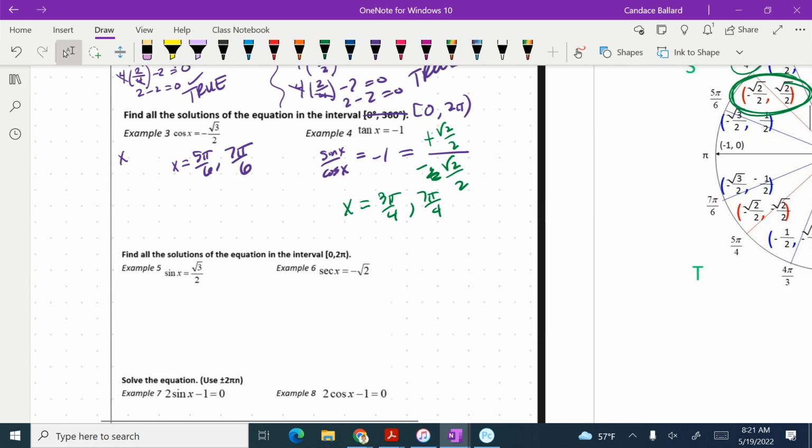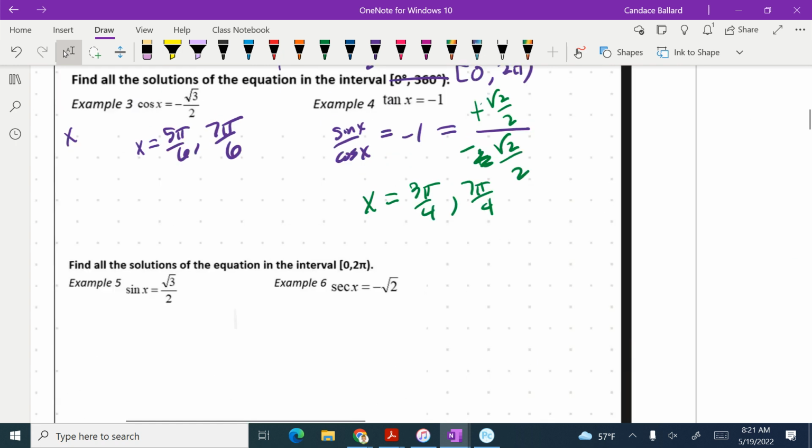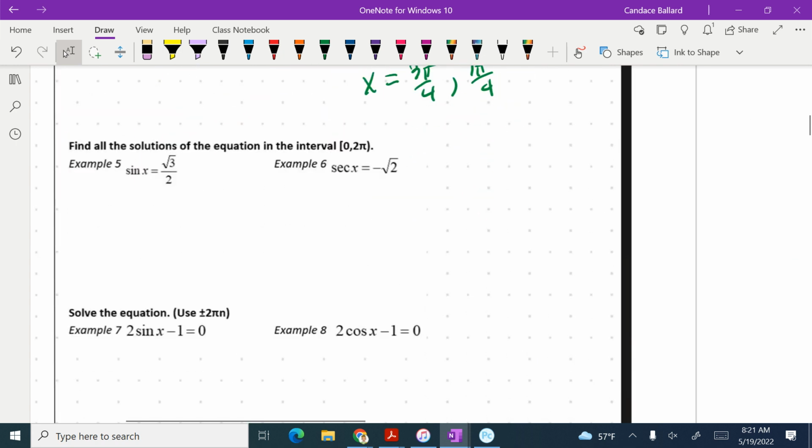Okay, we're going to start. Example 5 is basically the same as example 3. You should be able to do that one. I'm going to talk about example 6 to start, and then I'm going to have you do both of them. Technically, what number is always in the denominator? 1. I have to reciprocal this first. So what's the reciprocal of secant? Cosine, okay? And so it would be negative 1 over square root of 2.